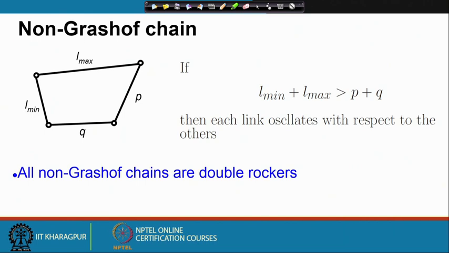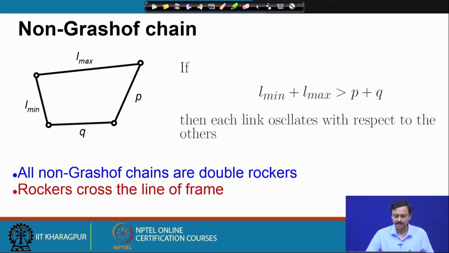All non-Grashofian chains are obviously double rockers, because if I fix one of them, since all others rock, there will be only double rockers. Rockers here can cross the line of frame. This is a distinct feature of non-Grashofian chains. And there is a single assembly mode, which you can now guess, because rockers can cross the line of frame. So, whether you assemble the mechanism on one side of the line of frame or the other, since they can cross over, there is only a single assembly mode.